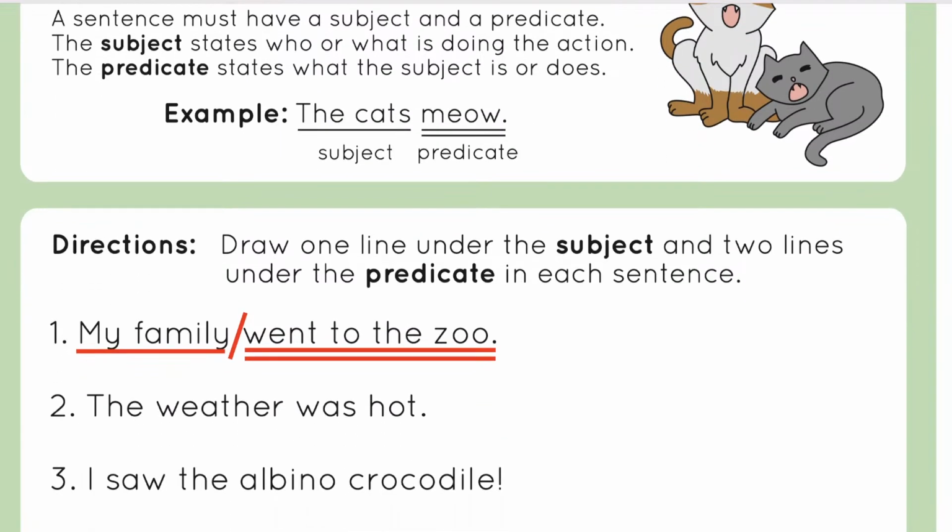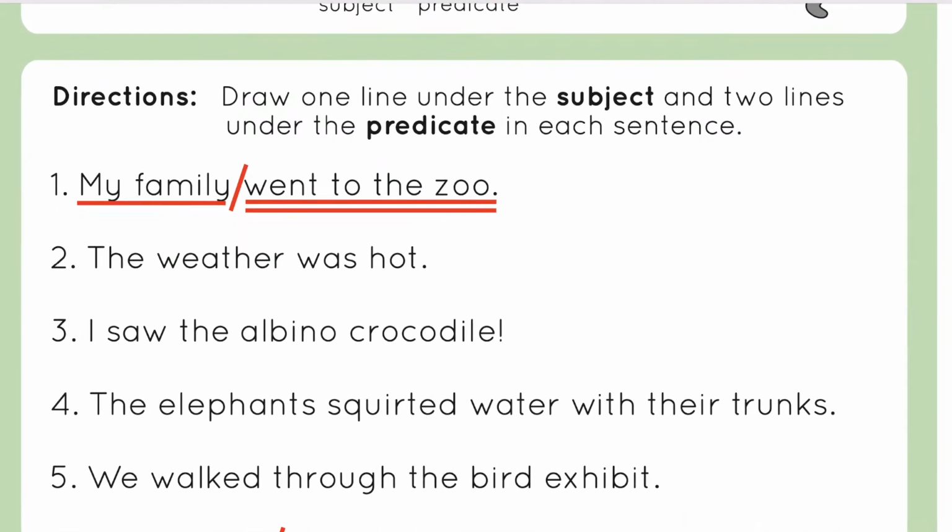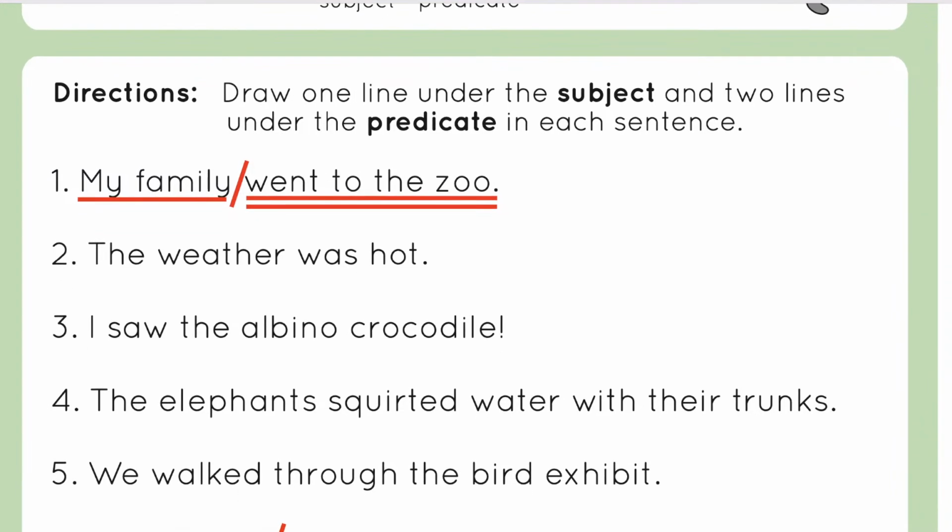All right, let's see what we did here. We did the first one, and we did underline, draw one line under the subject and two lines under the predicate in each sentence. We also used the line here to divide the subject and the predicate. Again, a very, very good habit to be able to identify complete subjects and complete predicates, which helps us identify our subjects and our verbs, and then also helps us with the very first step in diagramming our sentences.